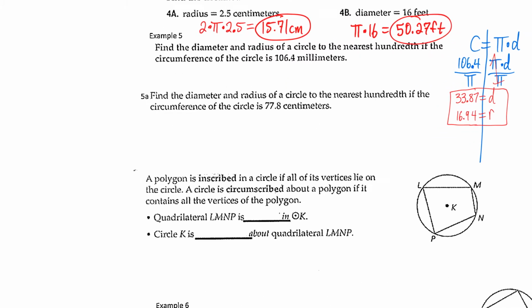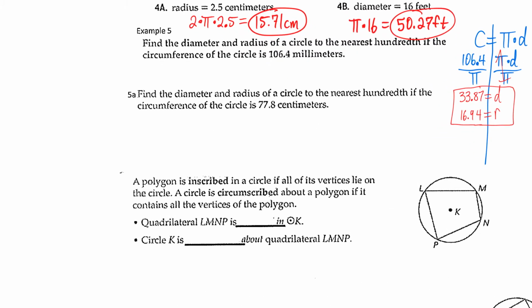So go ahead and do number 5A real quick. Find the diameter and radius from that circumference. It's pretty easy math to figure. Circumference is 77.8. Find the diameter and radius.